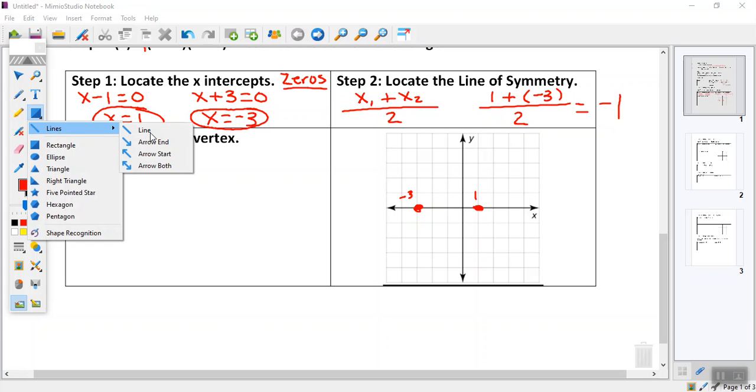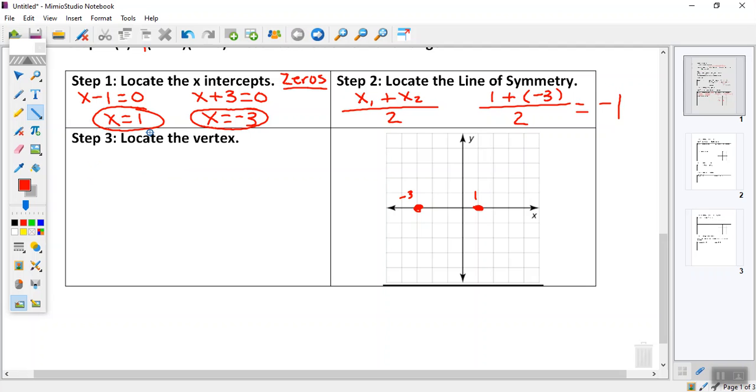So at negative 1, I'm going to draw my line right there. There's your line of symmetry. Does that look like it's right in the middle of my two x-intercepts? How far to the right is my x-intercept from the line of symmetry? How many units? And how many units to the left?